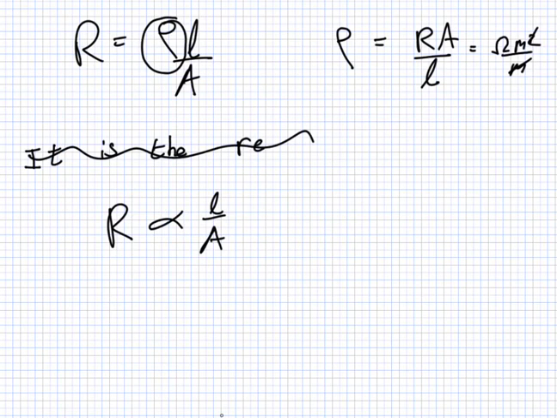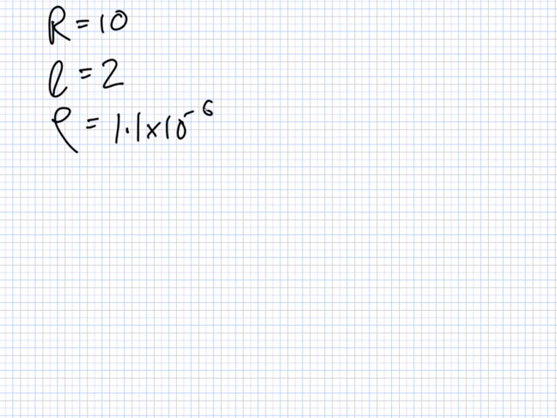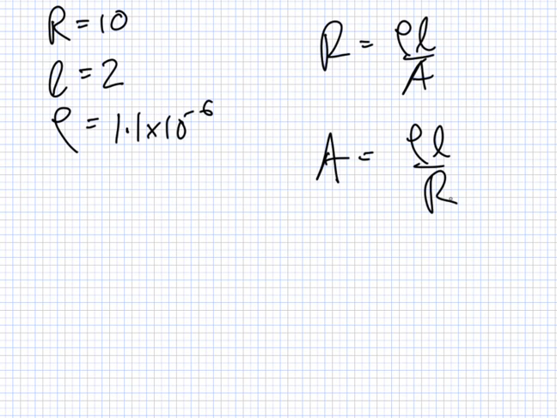So let's do the calculation. Okay, so what's the R? 2. 10, thank you. And what's the next thing we know? 1.1. Okay, so we have the formula R equals rho L over A. So I can get the A is rho L over R. So the area I can find: 1.1 times 10 to the power minus 6 times 2 divided by 10. So the area is 2.2 times 10 to the minus 7.